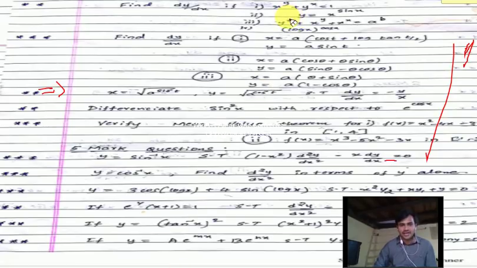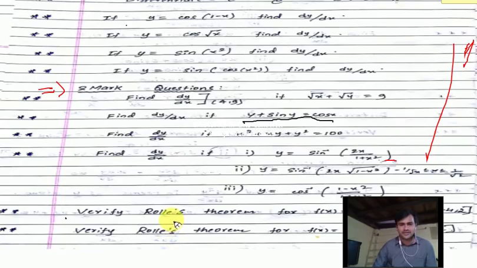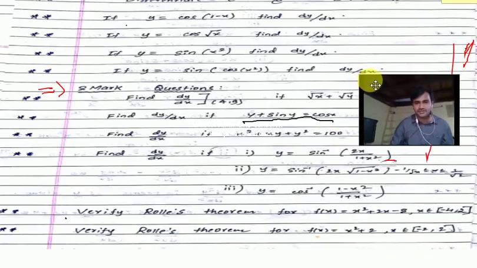Then logarithmic differentiation. Right now I will explain a few points of the scheme of evaluation. If the mean value theorem or Rolle's theorem is given, simply, for example, for this particular function, x belongs to -4 to 2. If you write that the given function is a polynomial function, it is continuous in the closed interval -4 to 2, and it is differentiable in the open interval -4 to 2, you will get 1 mark. You don't need any differentiation. Simply you need to write that it is continuous and differentiable.